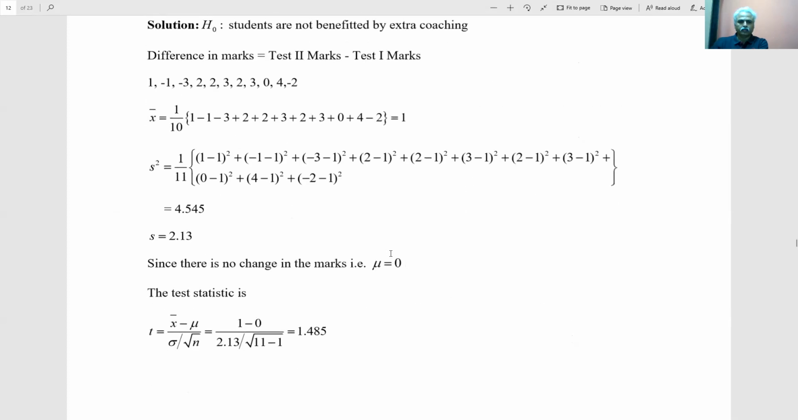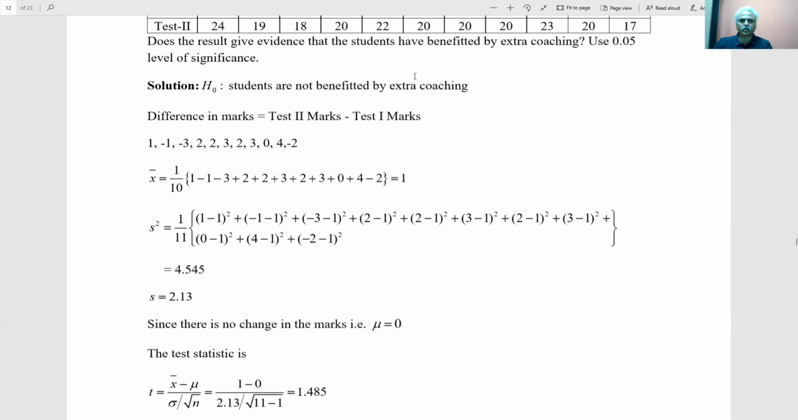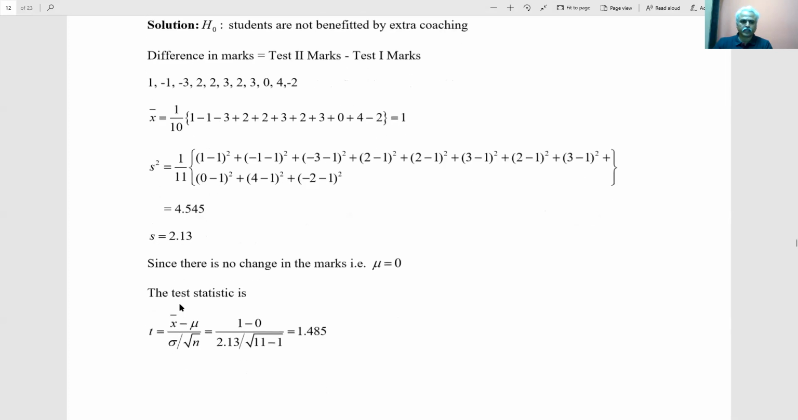At that time mu is 0, which means the difference of the means is 0. Or you can easily make a hypothesis that students are not benefited. Now what is the test statistic? X bar minus mu divided by sigma by root n. 1 minus 0. This is very important.